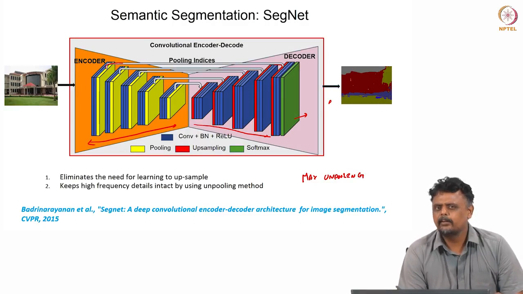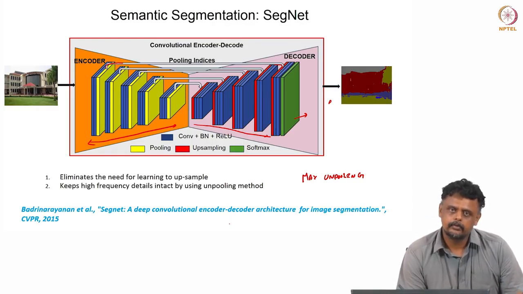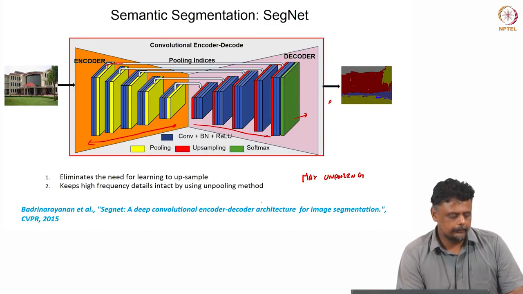Which eliminates the need for upsampling. Okay, needs for learning to upsample. So you saw in the previous slides, the technique we looked at had to learn to upsample the final output score maps, as well as to upsample the feature maps from the earlier layers in the network so as to match the input. So there is some learning required. Here they get over it by doing something called max unpooling.